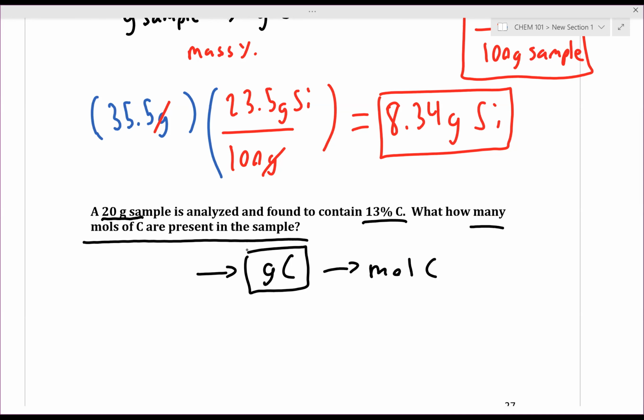So this percent grams carbon, that is... no. Oh. You just have to add one more. Okay.